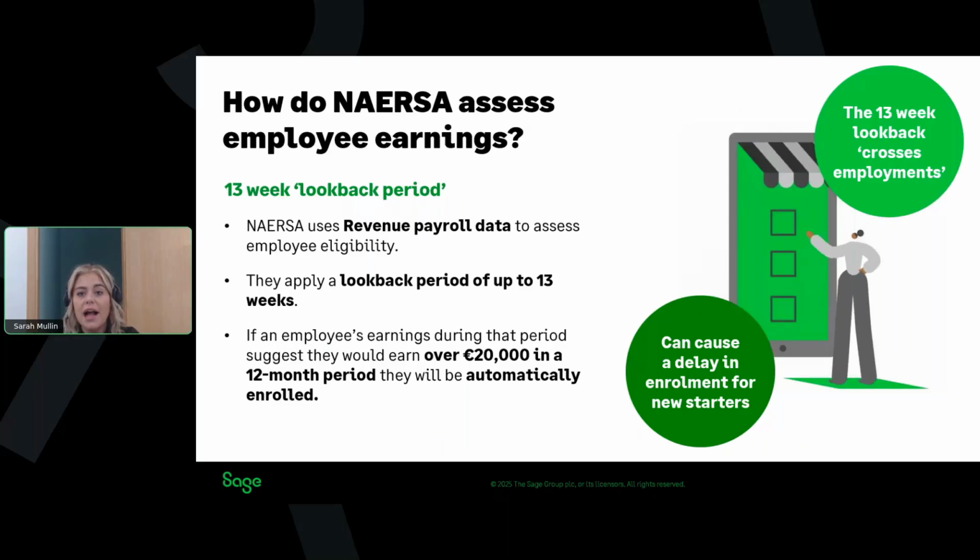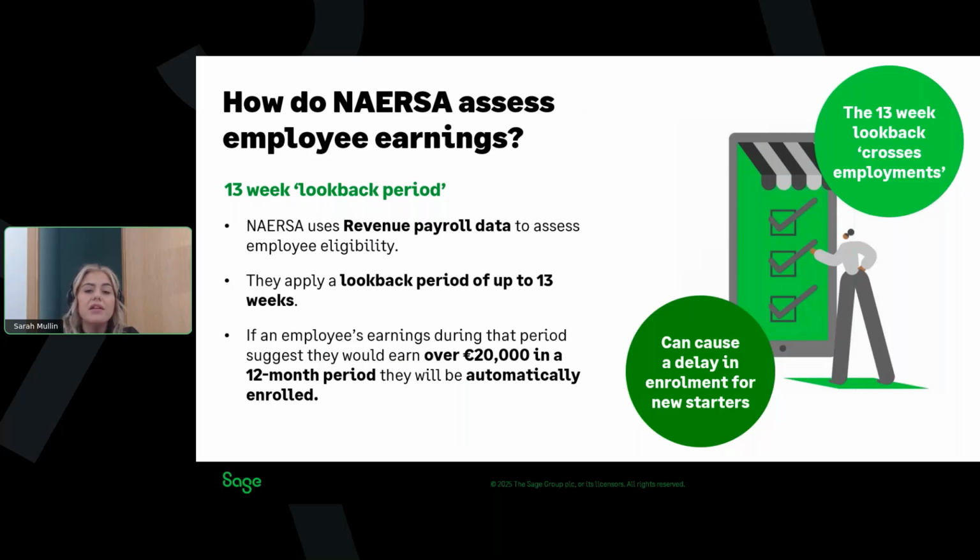So next thing I want to talk about is how NERSA actually assess an employee's earnings. NERSA will use Revenue payroll data to identify eligible employees. They'll look back at 13 weeks to check the earnings. And if that look back period shows that the employee would earn over €20,000 annually, then they'll be auto-enrolled into the scheme, and they'll stay enrolled even if their earnings later drop.